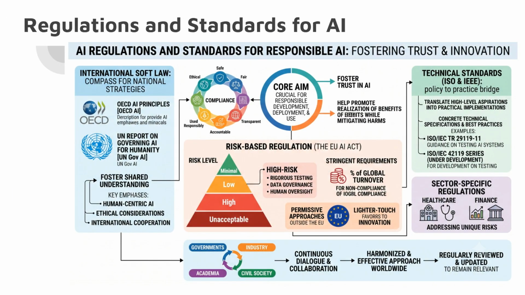Regulations and standards are crucial for the responsible development, deployment, and use of AI. The core aim is to foster trust in AI and help promote realization of AI's benefits while mitigating potential harms. Ideally, compliance with such regulations and standards should guarantee that AI-based systems are safe, fair, transparent, sustainable, accountable, ethical, and used responsibly. Internationally, the OECD AI Principles, OECD AI, and the UN Report on Governing AI for Humanity, UN-GovAI, serve as influential soft law instruments that foster a shared understanding of responsible AI stewardship.